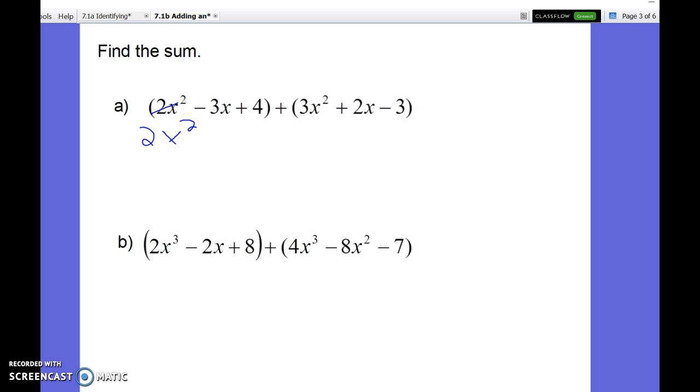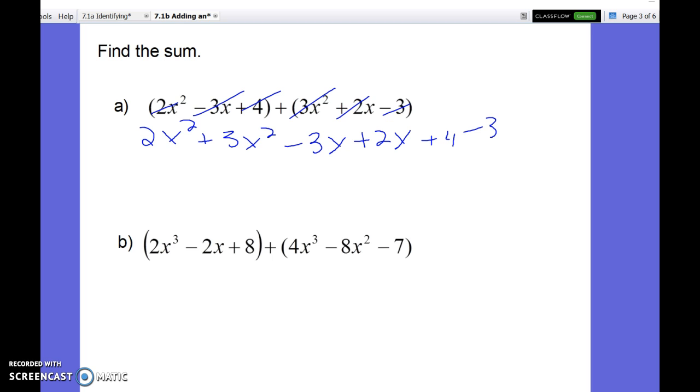So I have 2x squared. Looking through my polynomial, I've got a 3x squared. Well, that's all my x squareds. Here I've got x to the first power, and then another x to the first power, and then last but not least, just my constants. So now that I've organized it, it'll be a little bit easier for me to combine.